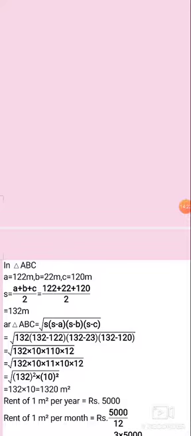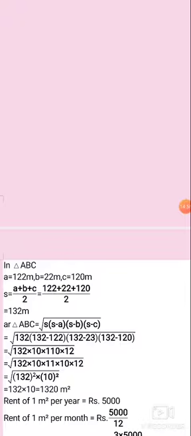Now the area of the triangle ABC is equal to what is the equation? Square root of s into s minus a into s minus b into s minus c. Now substitute all the values. Square root of 132 into 132 minus 122 into 132 minus 22 into 132 minus 120. That is 132 into 10 into 110 into 12. Now 132 into 10 into 11 into 10 into 12. Now, which is equal to what?